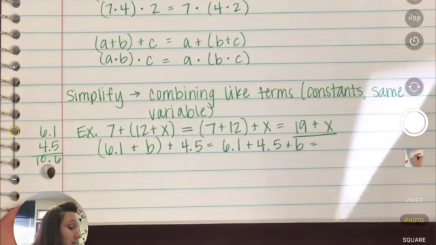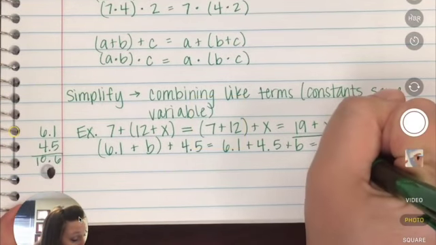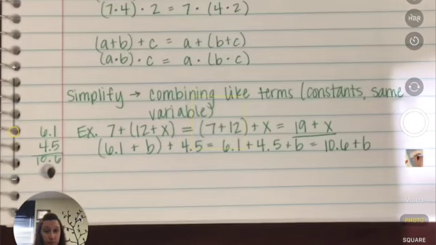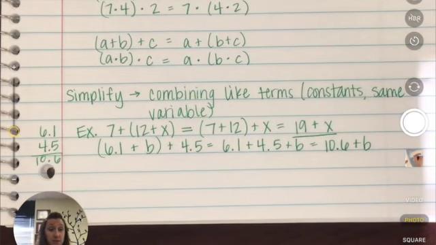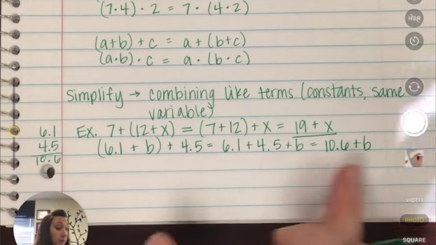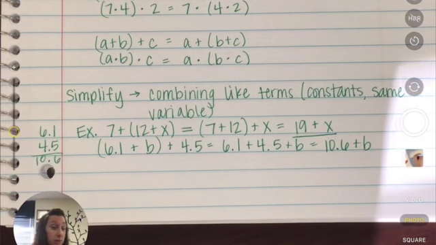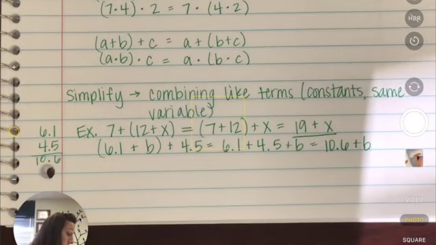Then my sum is 10.6 plus b. That's as far as I can simplify it because I don't know what the value of b is. But all three of these expressions are equivalent to each other. They all represent the same value, even though they have a variable in them.